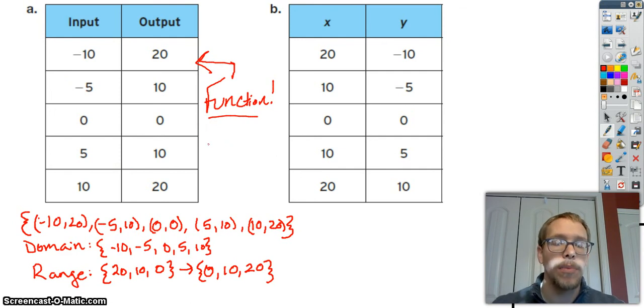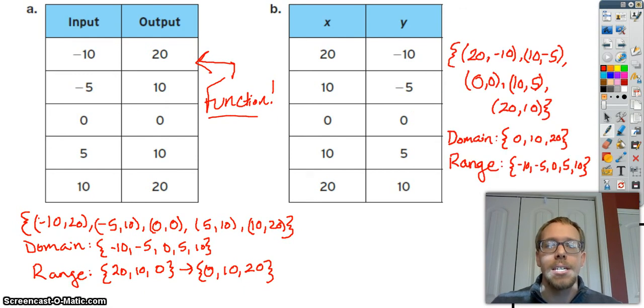Now, what I'd like you to do is pause the video and take a look at B. So go ahead right now, pause the video, and take a look at B on your own. Okay, hopefully you've had a moment to write out the set of ordered pairs for this relation. Hopefully you've had a moment to write out the domain. I did it in numerical order again this time. The range I did the same with. Hopefully you've gotten those 3 items correct. Now the question is, is this a function? Well, let's take a look.